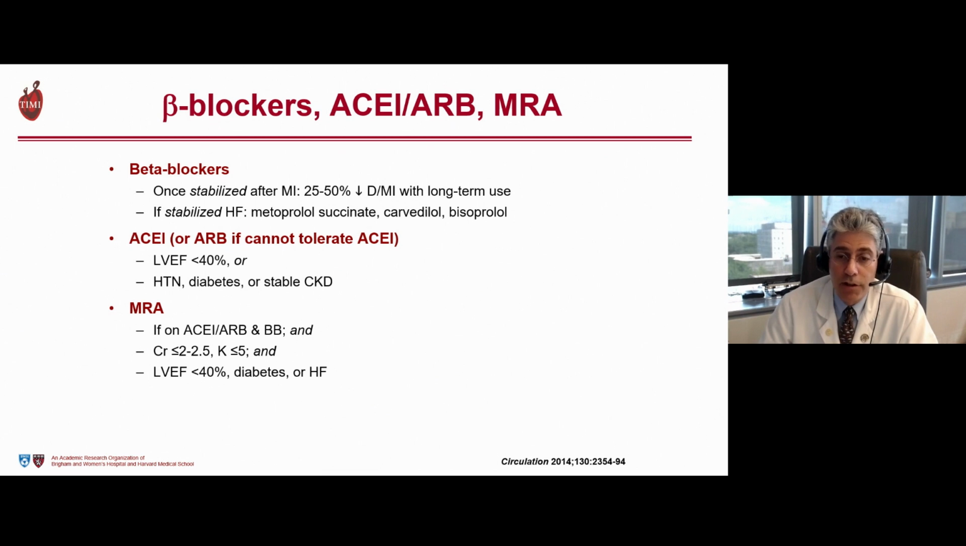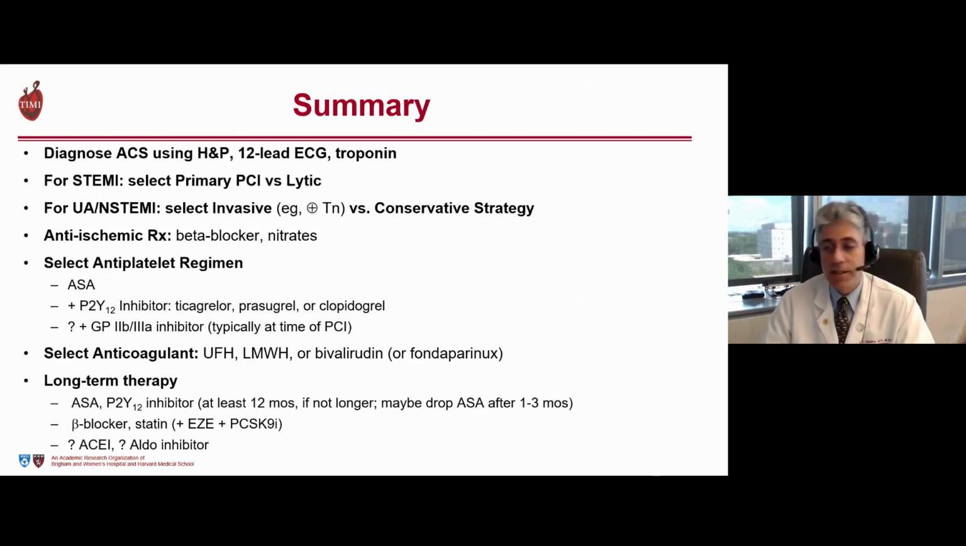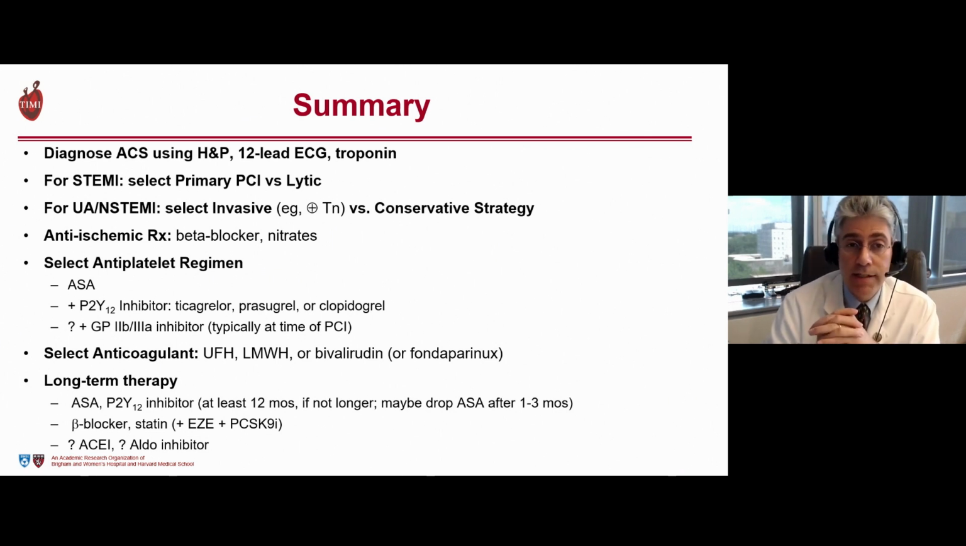or clinical heart failure. So to summarize, to leave a couple minutes for questions, you diagnose ACS using history and physical, 12-lead ECG and troponin. For STEMI, the issue is typically going to be primary PCI. For unstable angina or non-STEMI, you're going to choose between an early invasive approach, typically in the troponin-positive patients, versus a conservative strategy. You'll treat your patients with beta blocker and nitrates. You're going to pick your antiplatelet regimen.